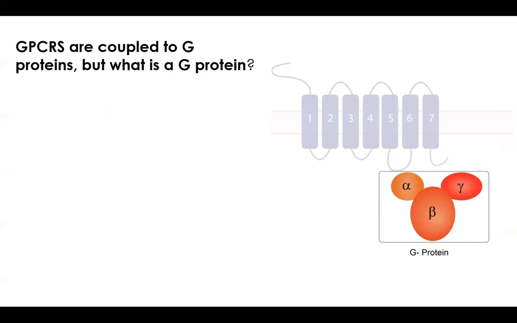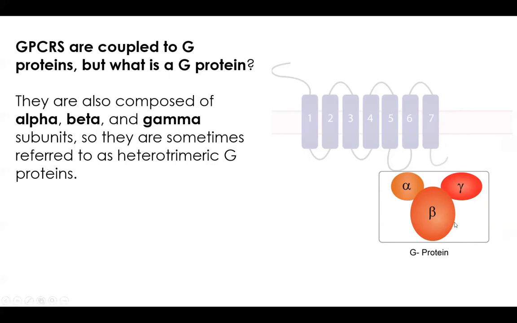We know what G proteins are. These G proteins are going to be composed of 3 subunits. We have the alpha subunit, the beta subunit, and the gamma subunit. For the most part, when these G proteins are not active, they're all going to be associated together. And because there are 3 of them, and they're all different, alpha, beta, gamma, these G proteins are also sometimes referred to as heterotrimeric G proteins. So different trimer, that's going to be 3 different G proteins.